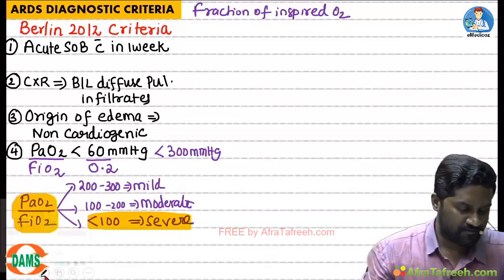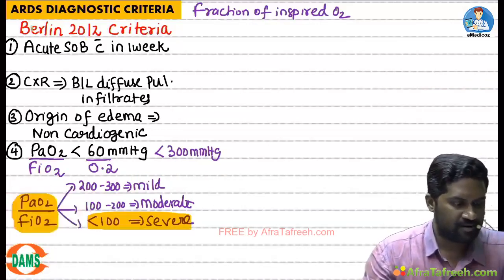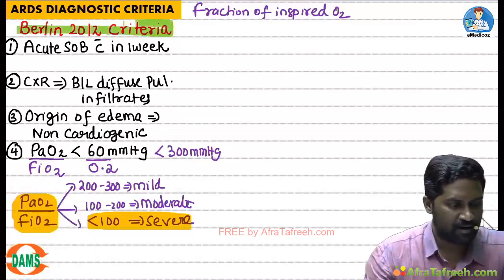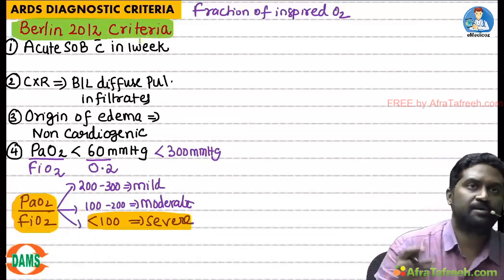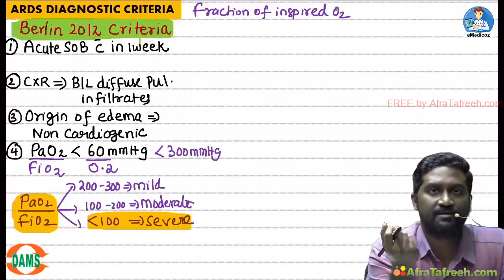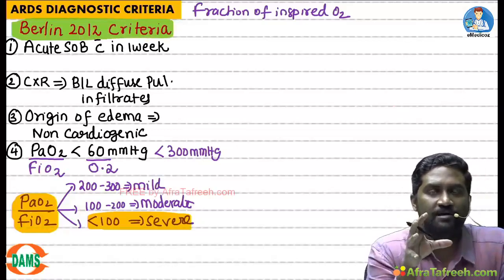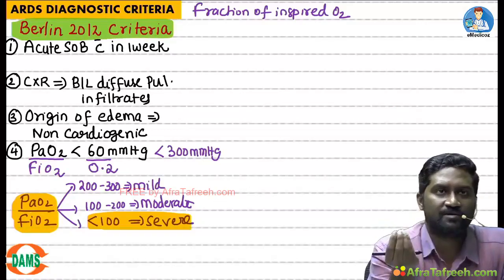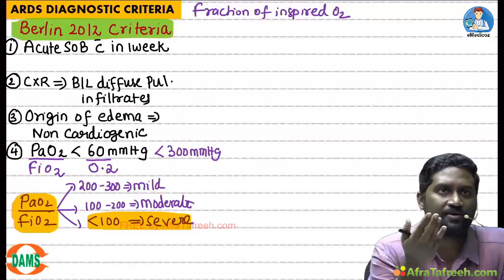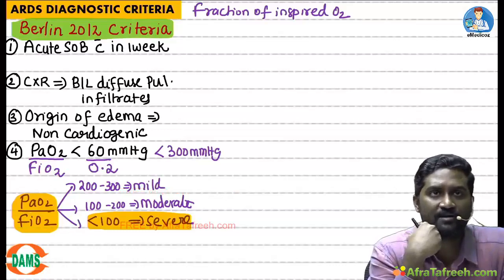Acute shortness of breath within 1 week, chest X-ray showing bilateral diffuse pulmonary infiltrates, origin of edema non-cardiogenic, PaO2 by FiO2 less than 300. So when they mention Berlin 2012 criteria, don't think it is something different. It is the same criteria because it was given in Berlin 2012.